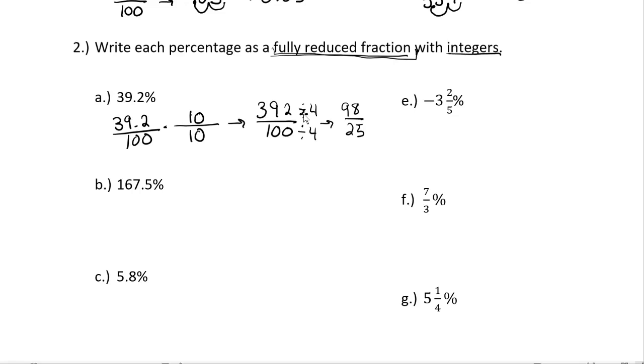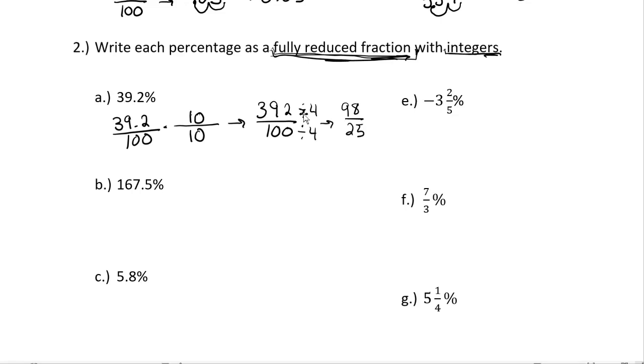Now, it doesn't say a specific format of integer or of fraction in terms of improper fraction, mixed number, so I can go ahead and leave it like this. But again, this is fully reduced, right? That's what we just did. That was this part right here, fully reduced. And they are integers, so no more decimals.